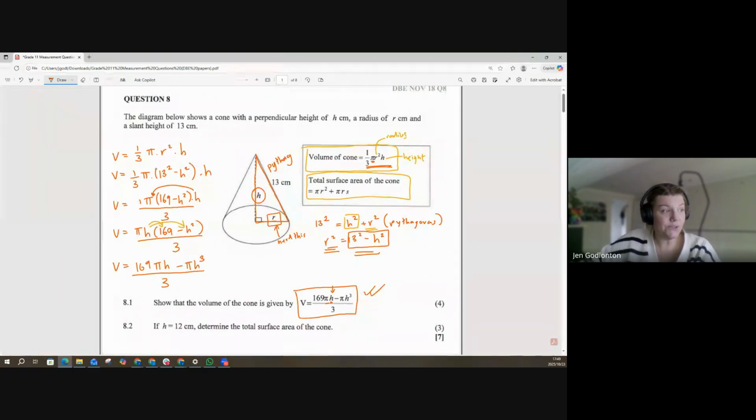So use this to help guide you. But you can't use that information as fact. You're just using it as a guide.